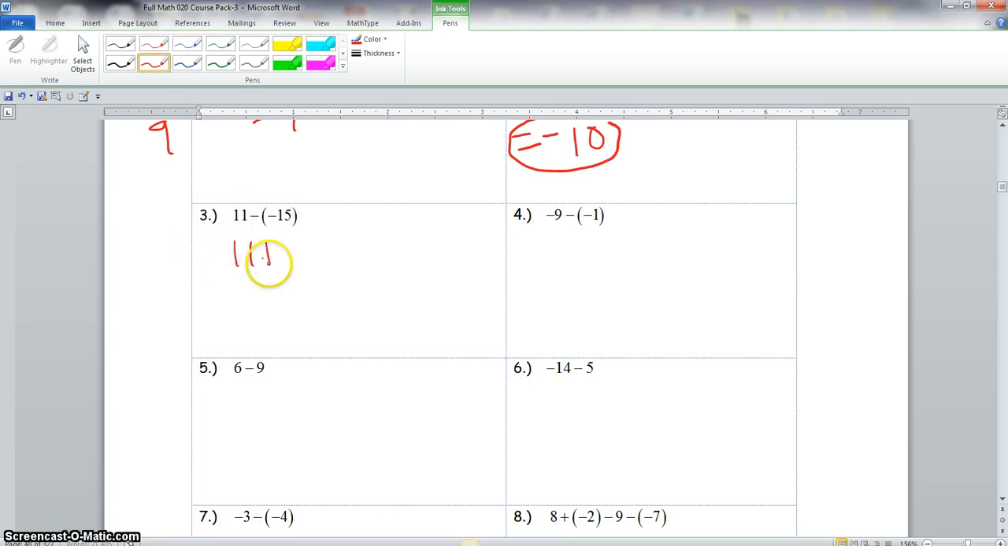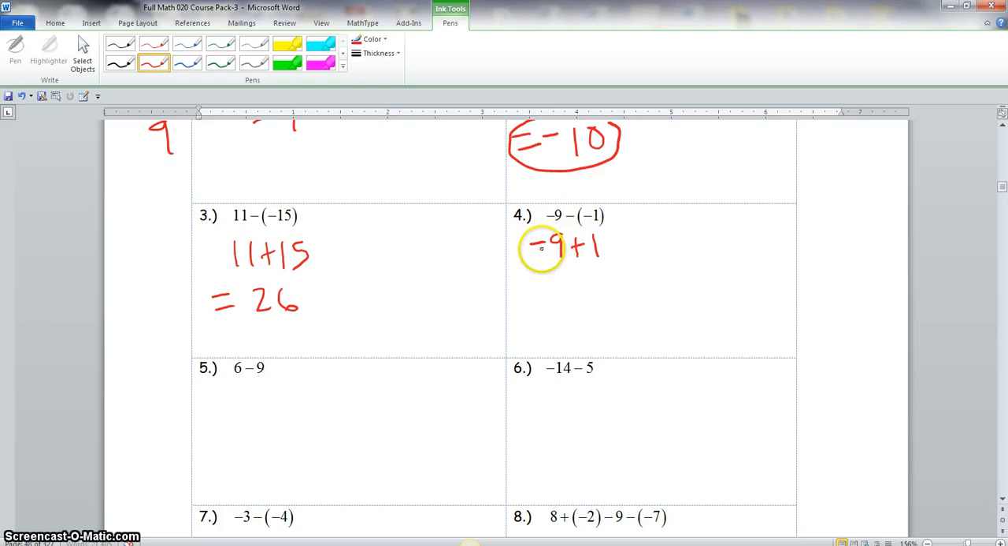This is the same as saying 11 plus 15. 11 plus 15 is 26. Now, we come here to number 4. This would give us negative 9, and minus a negative 1 will become plus 1, because remember, this is the opposite of negative 1, which is positive 1. And going back to number 3, the opposite of negative 15 is positive 15.